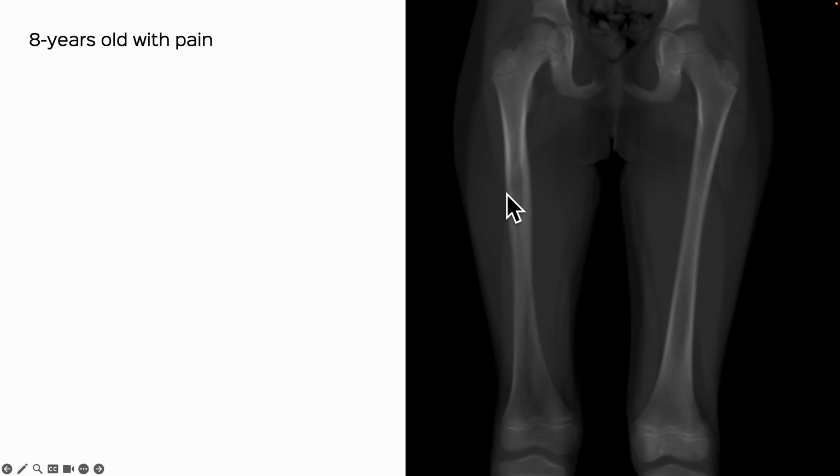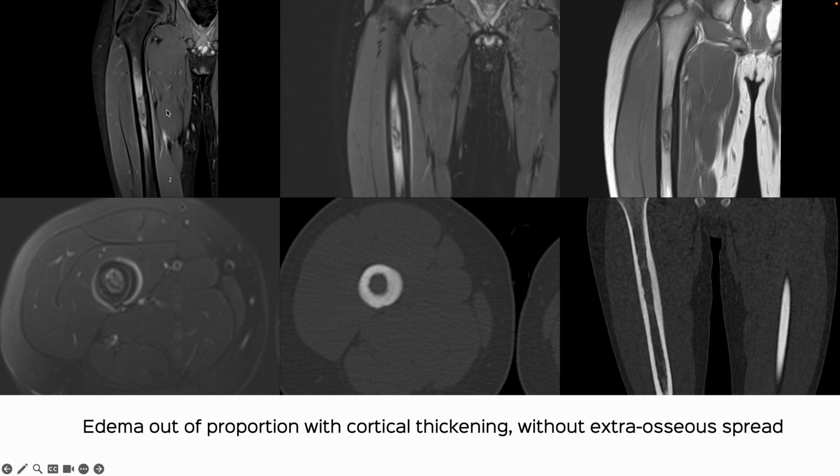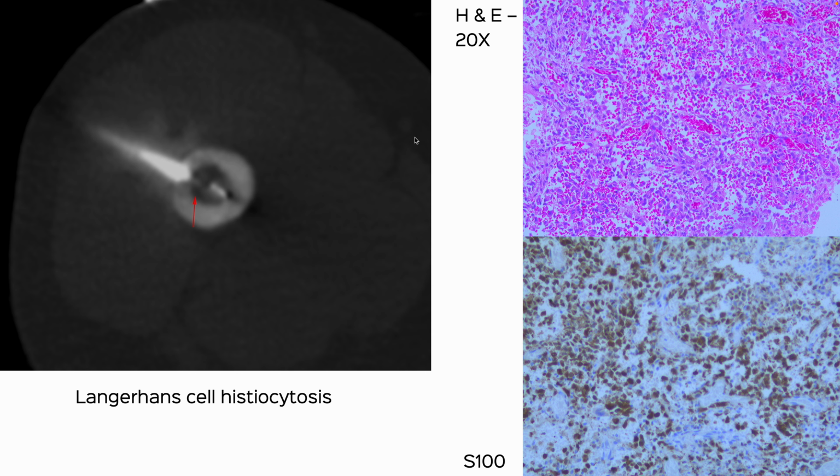Then we have this entity, 8-year-old, you have this osteolytic diaphyseal mildly expansile lesion with cortical thickening. You can see the focal lesion here, lots of marrow edema, diffuse cortical thickening, and the periosseous edema here on the MR, but there's no cortical break, no extraosseous extension. Now, Ewing sarcoma doesn't produce this kind of diffuse cortical thickening, and so the question is, is this osteomyelitis or is this something else? And this is actually not atypical for LCH. In fact, it's rather typical.